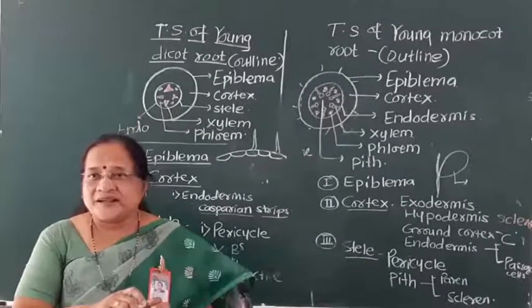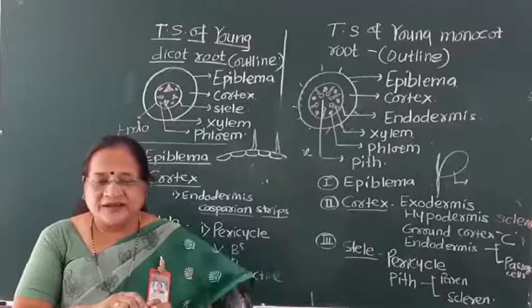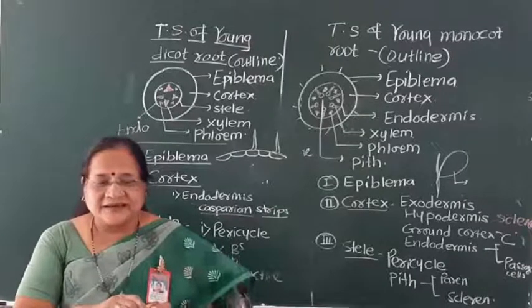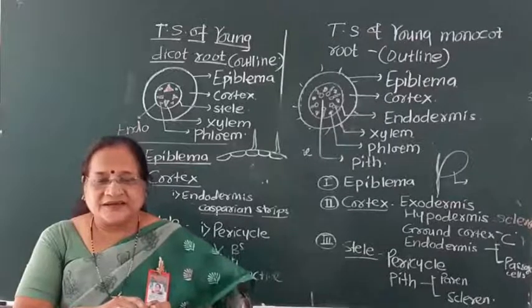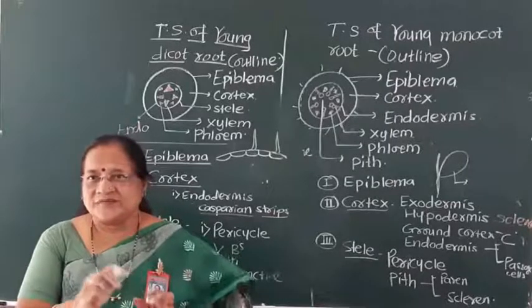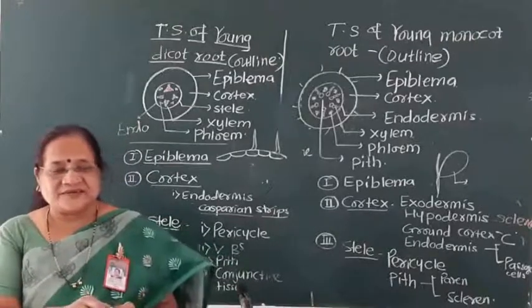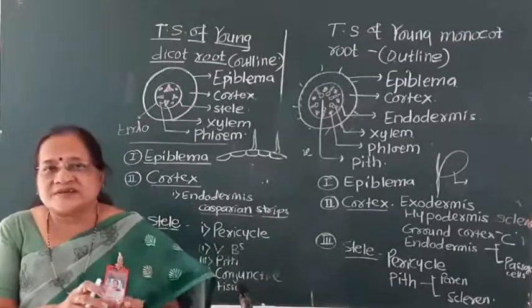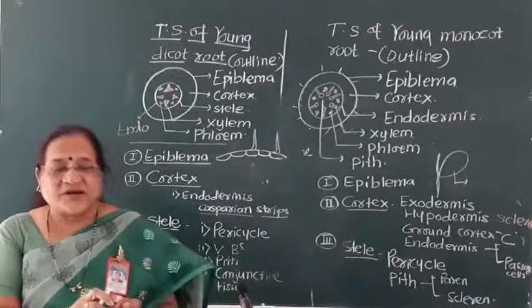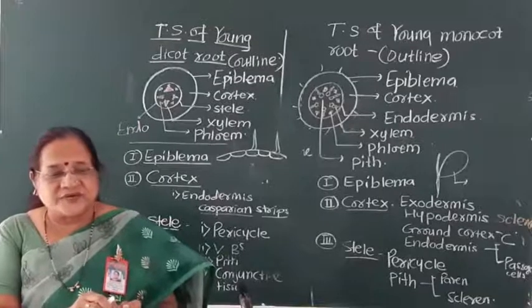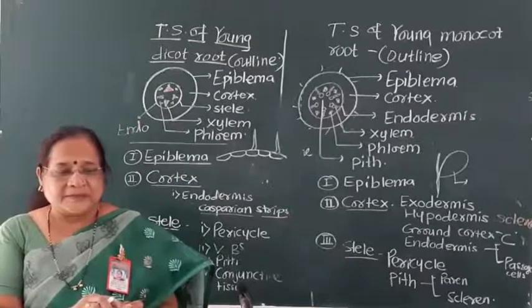Cells are parenchymatous, so they are living, thin walled, and colorless, and some have intercellular spaces. Some gaps are there in between these cells, so we call them cells with intercellular spaces. The main function of this parenchymatous tissue in the cortex is to store food material. So storage of food material is the main function of this.